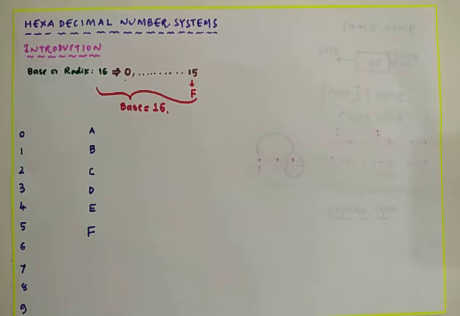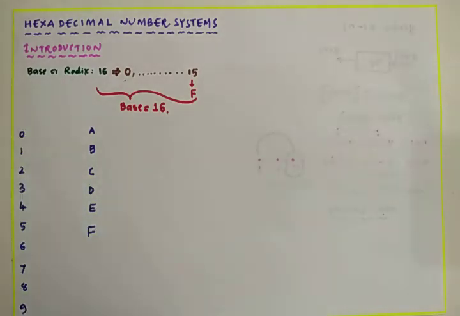Any number system starts with 0, and the last digit in that number system is equal to base minus 1. Here the base is 16, minus 1, that will be 15. 15 can be written as F.